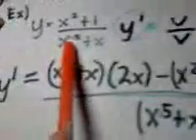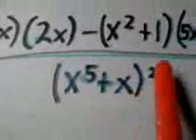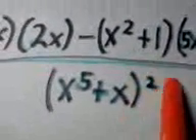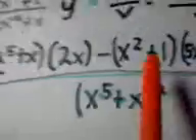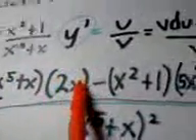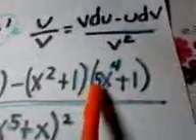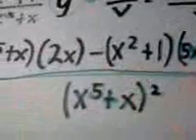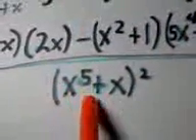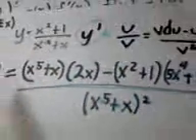So here's the v, x to the fifth plus x. You're going to write it there, and you're going to put the square. So the derivative of y would be x to the fifth plus x multiplied to 2x minus x squared plus 1 multiplied to 5x to the fourth plus 1 all over x to the fifth plus x squared. That would be the derivative of y.